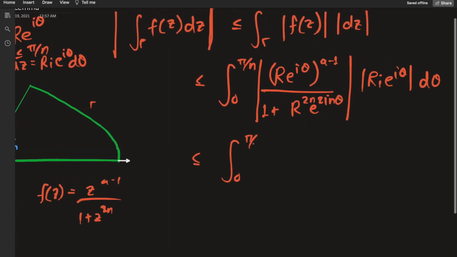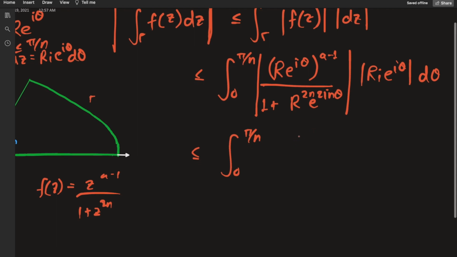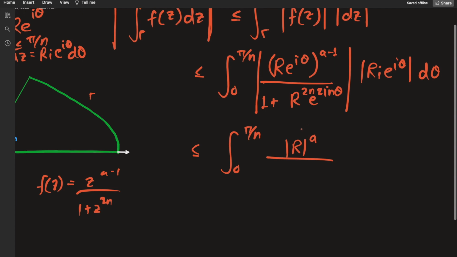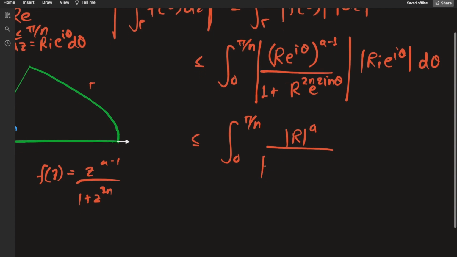Okay, so now the e to the i theta times any arbitrary thing is just going to become 1 in modulus. So we precisely have r to the a minus 1, and this r cancels out with the negative 1. So we have r to the a. The i and e to the i theta will have a modulus of 1 again. In the denominator we have the modulus of this guy.